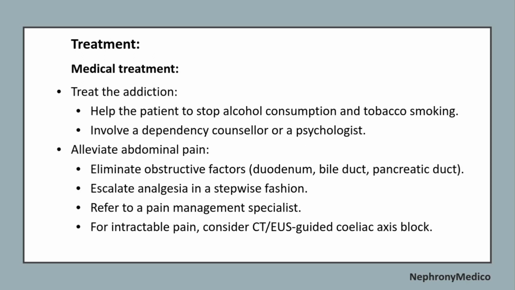Now, treatment. Medical treatment includes treating the patient's addiction, helping the patient to stop alcohol consumption and tobacco smoking, and involving a dependency counselor or a psychologist. Alleviate abdominal pain by eliminating obstructing factors. Escalate analgesia in a stepwise fashion. Refer to a pain management specialist. For intractable pain, consider CT or EUS guided celiac axis block.